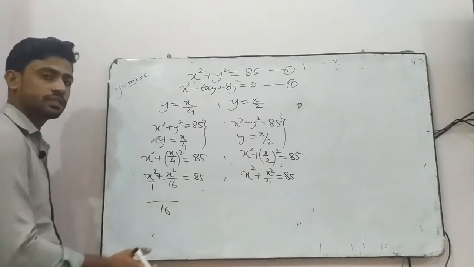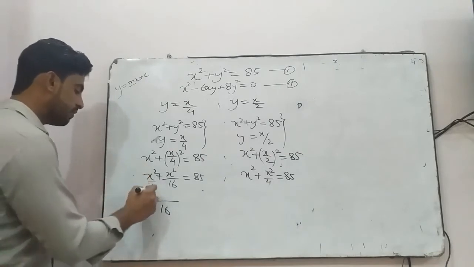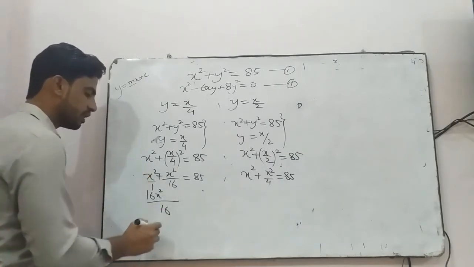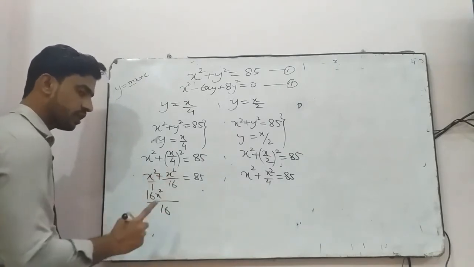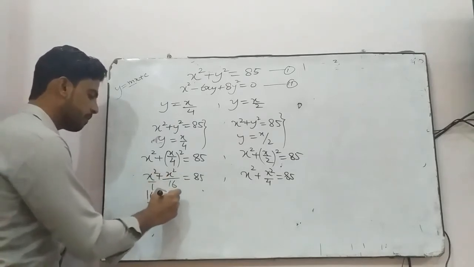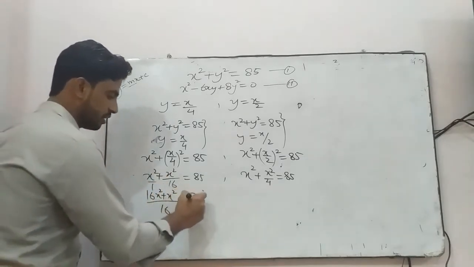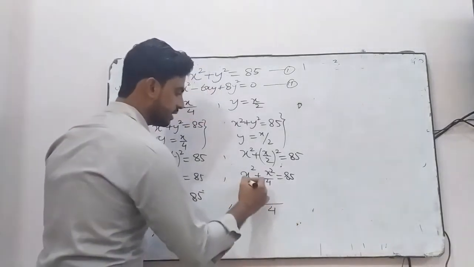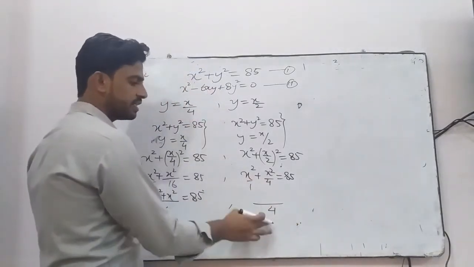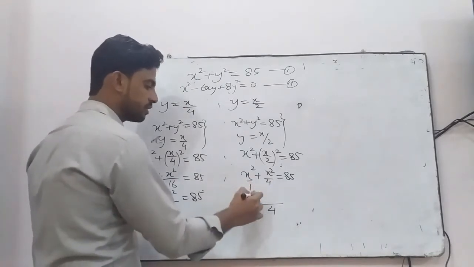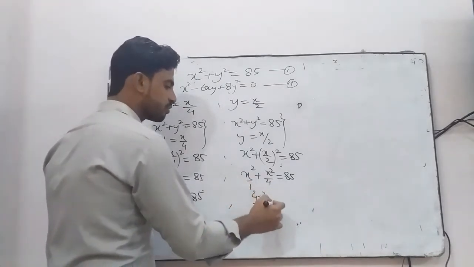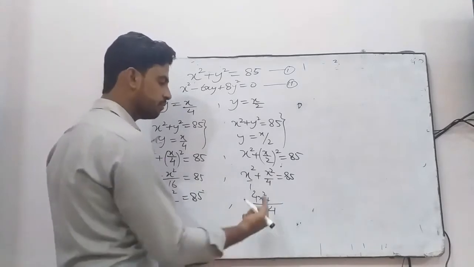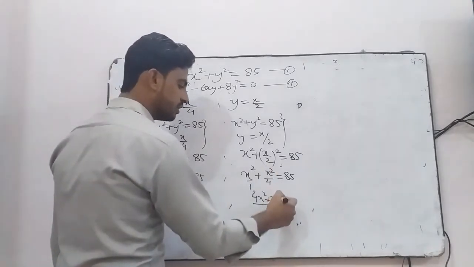Here is nothing but 1. 16 divided by 1 is 16 times, so 16 multiplies with x square and it becomes 16x square. 16 divided by 16 is one time, so 1 multiplies with x square, just x square, equal to 85. For the second, take 4 as the LCM. Here is nothing but 1, so 4 divided by 1 is 4 times, so 4 multiplies with x square and it becomes 4x square. 4 divided by 4 is one time, so 1 multiplies with x square, it's just x square.